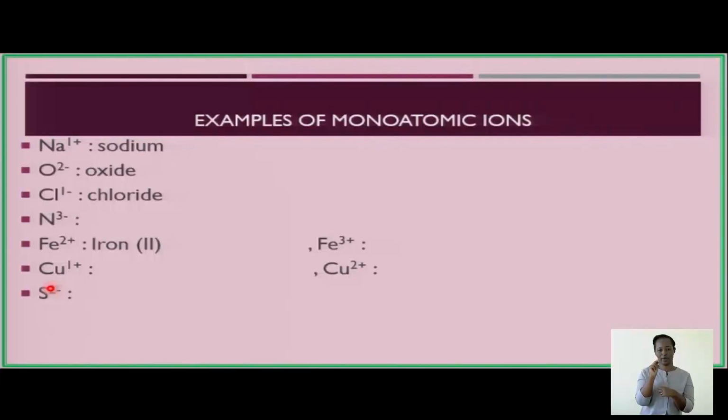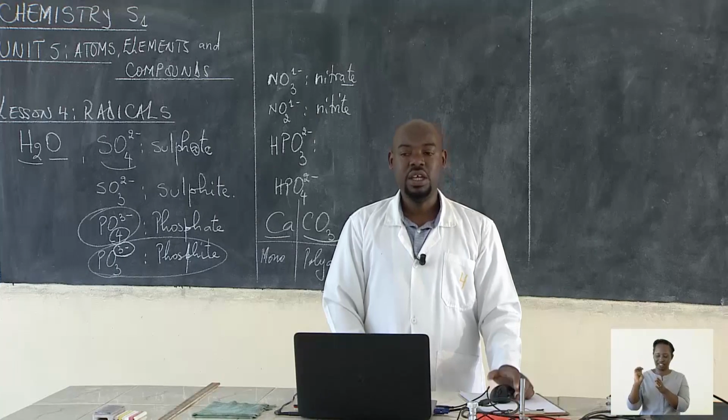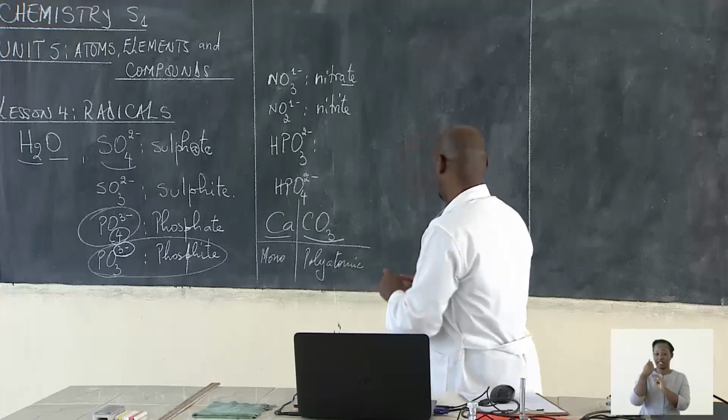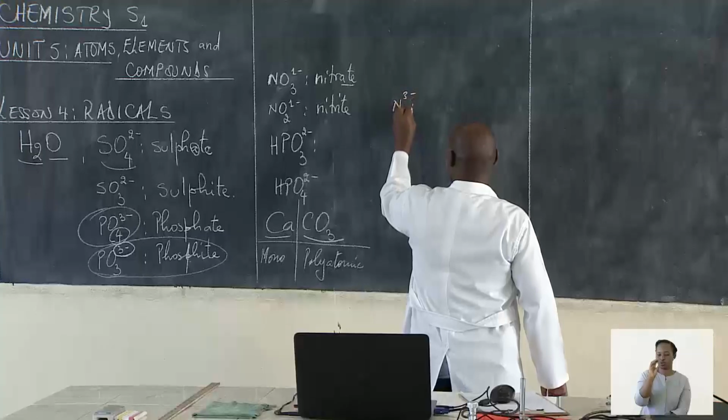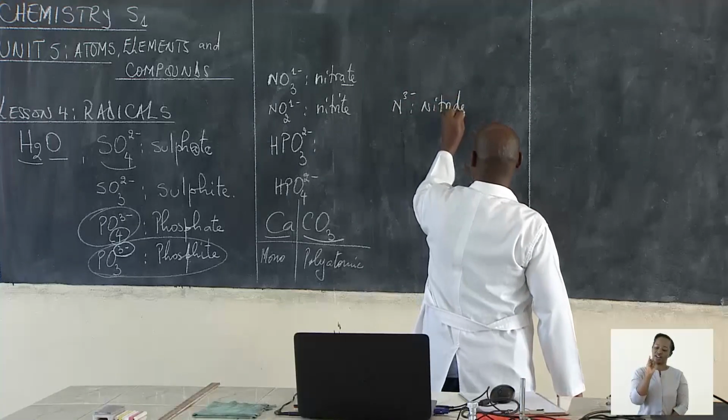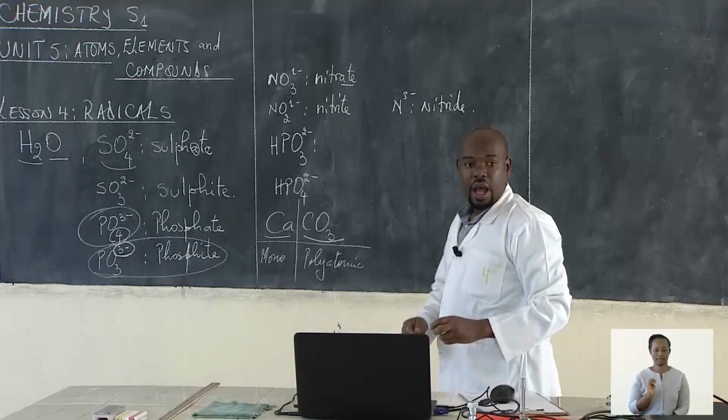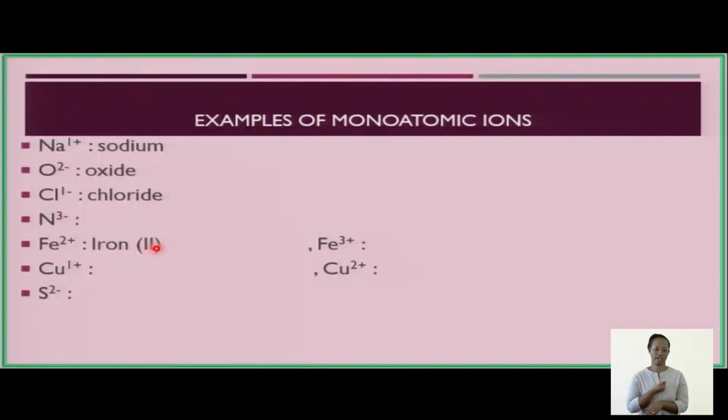Here we have some examples of monoatomic ions. Sodium 1 positive, and the name is sodium. We have oxygen 2 negative, and the name is oxide. Here we have the chloride, and from the oxide and chloride, you can see that the suffix there is IDE. So on nitrogen, it will be nitride. Nitride like this.